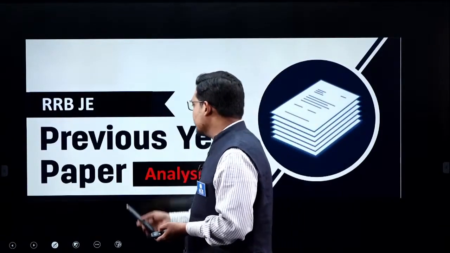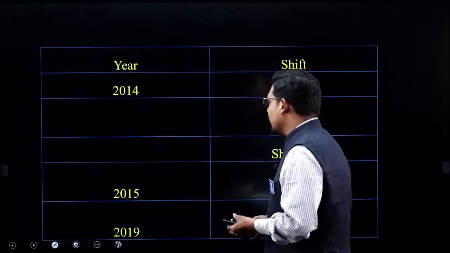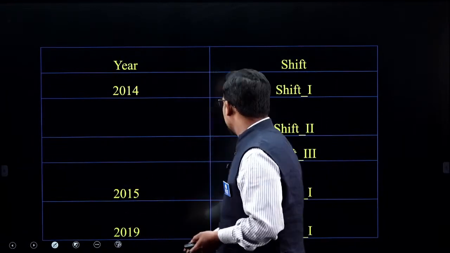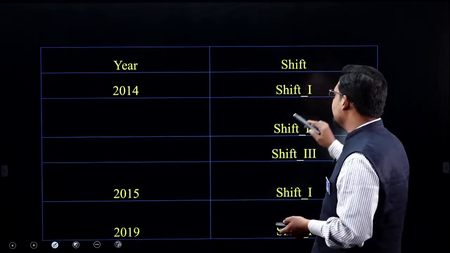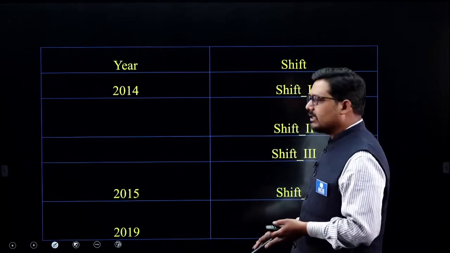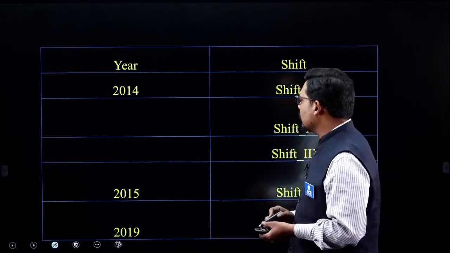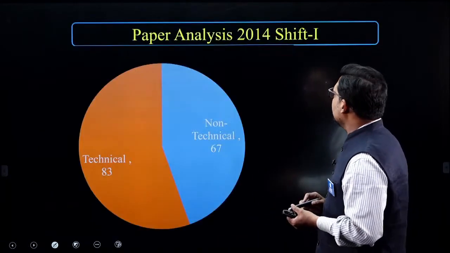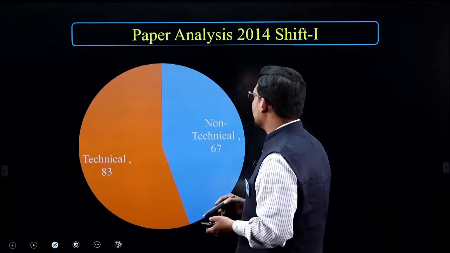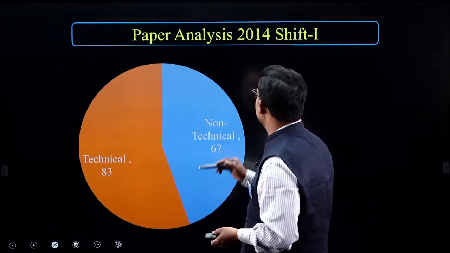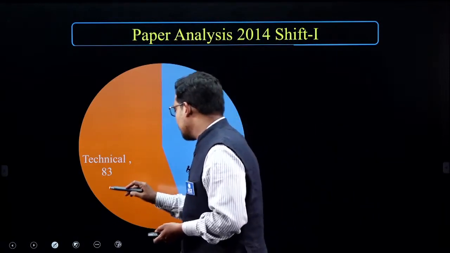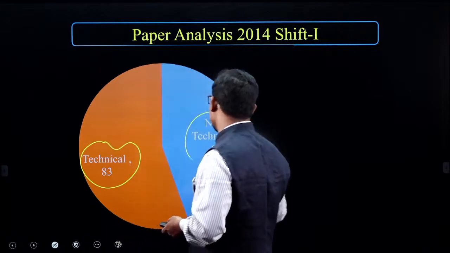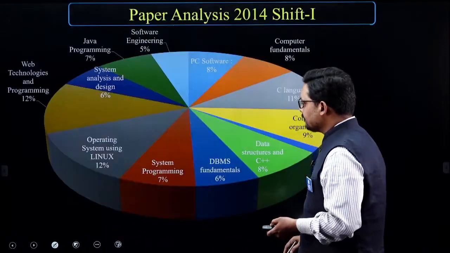So I present the previous year analysis. Till now, in 2014, 2015 and 2019 the paper has been conducted. In 2014 it was conducted in 3 shifts. In 2015 and 2019 there was only a single shift, so only one paper is available. In shift 1, there are 150 questions. If you analyze the paper, there are 83 and 67 weightage of technical and non-technical.